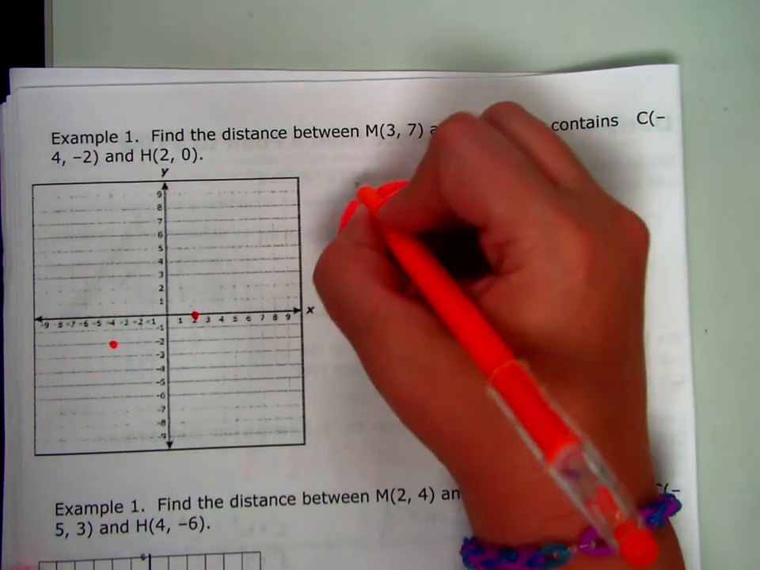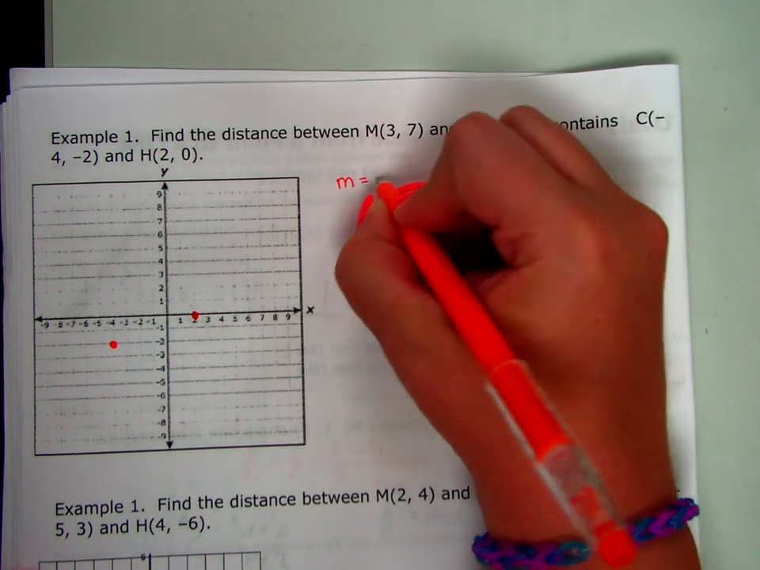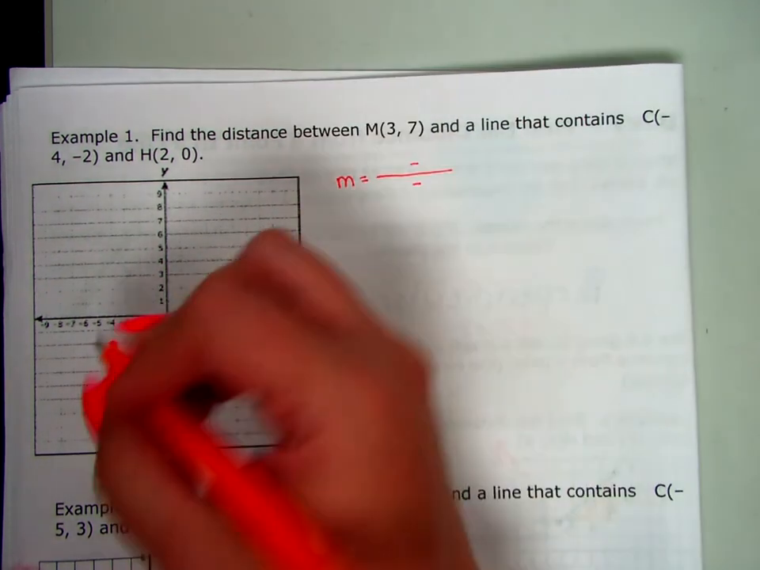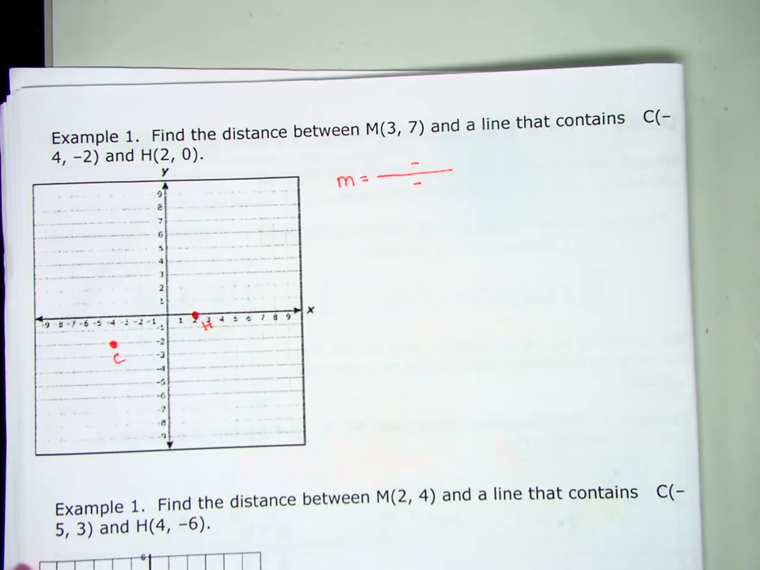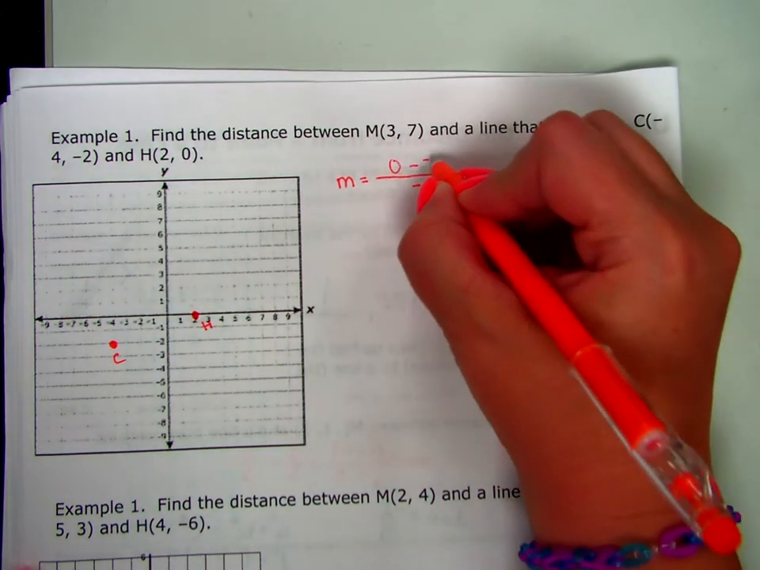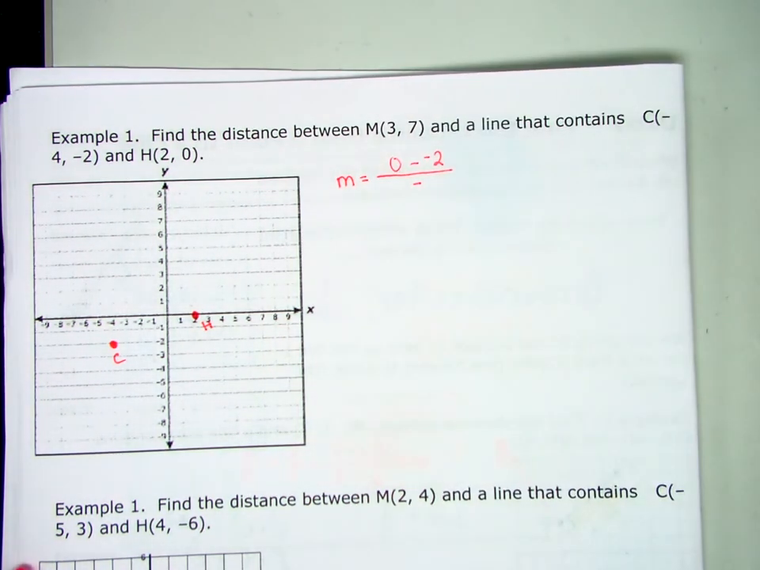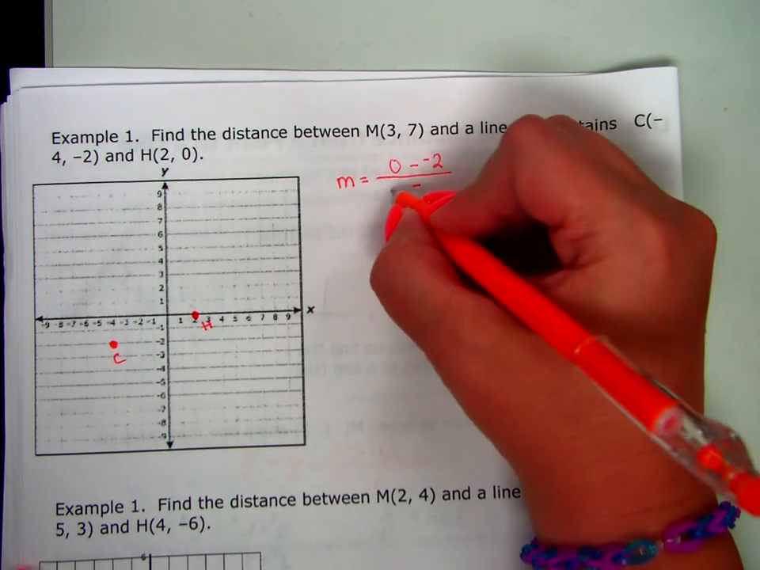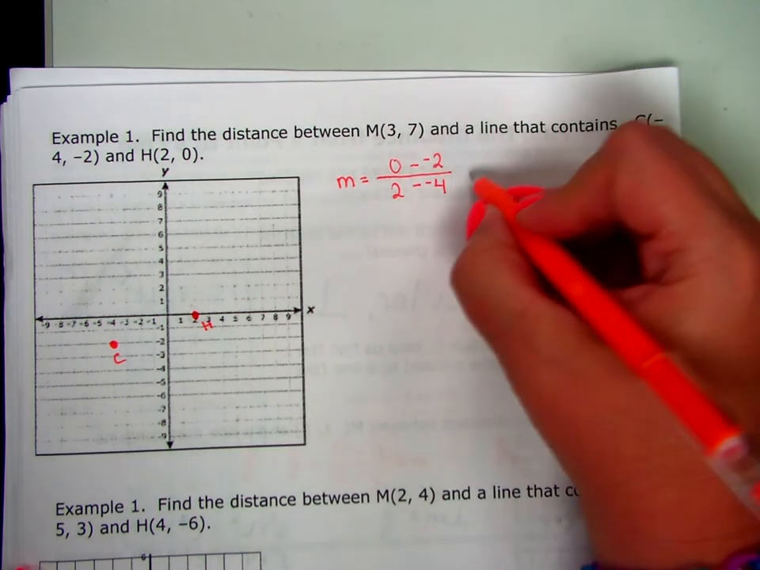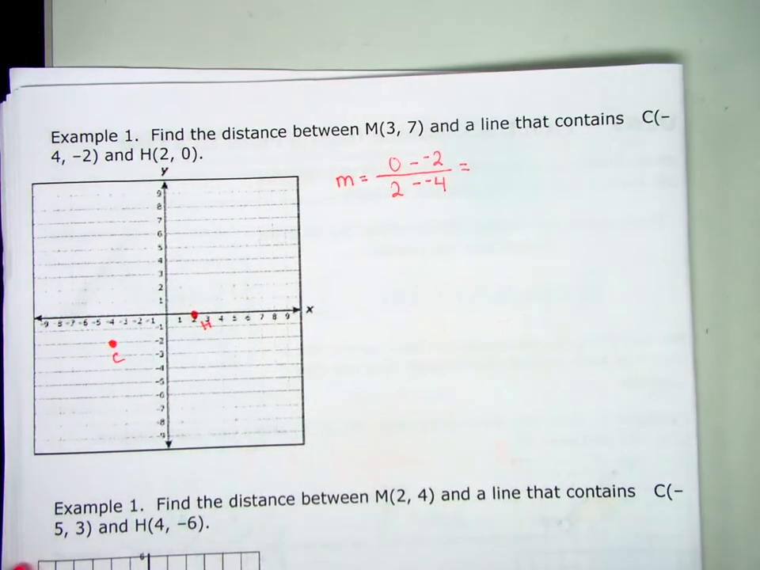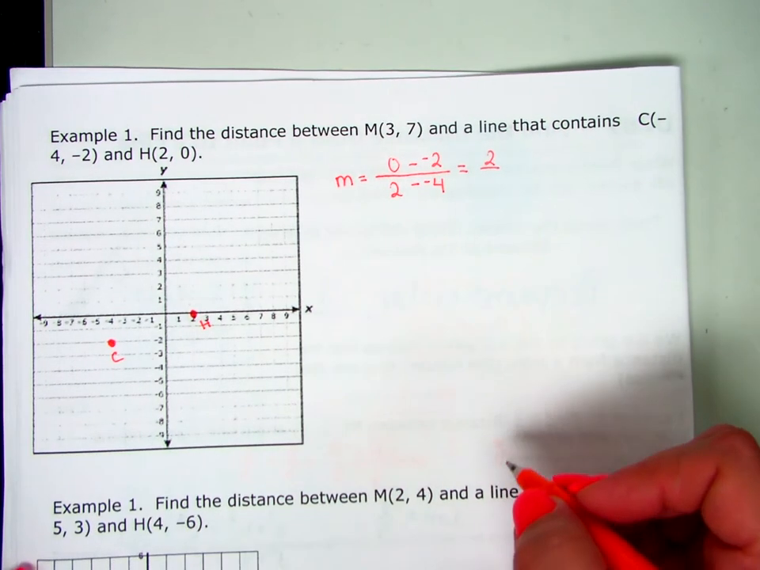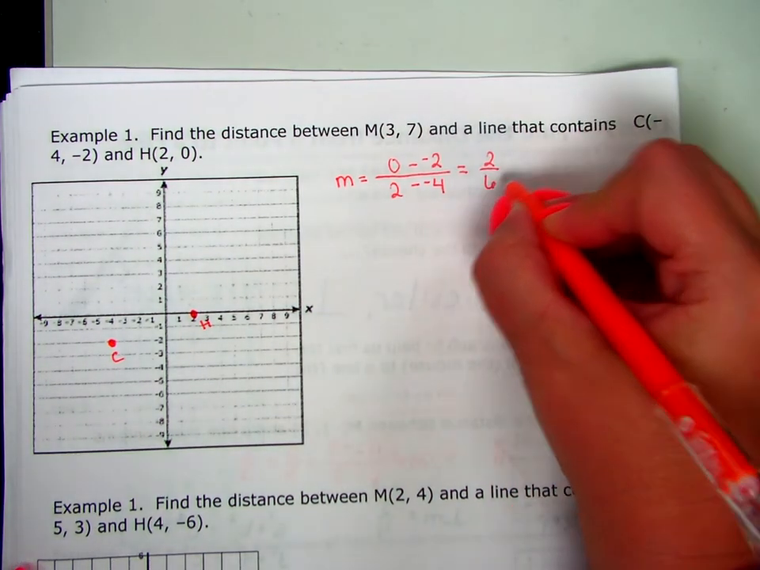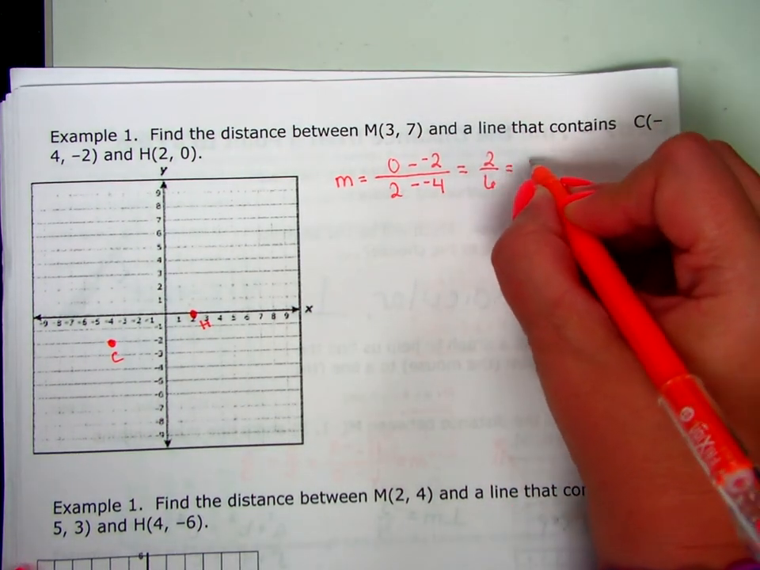And if I look at my slope for that, this was C and this was H. What am I going to put in my numerator? 0 minus -2. And in my denominator, 2 minus -4. Equals 0 minus a -2 is 2. 2 minus a -4 is 6, because it's really adding. 2 over 6 is 1/3.